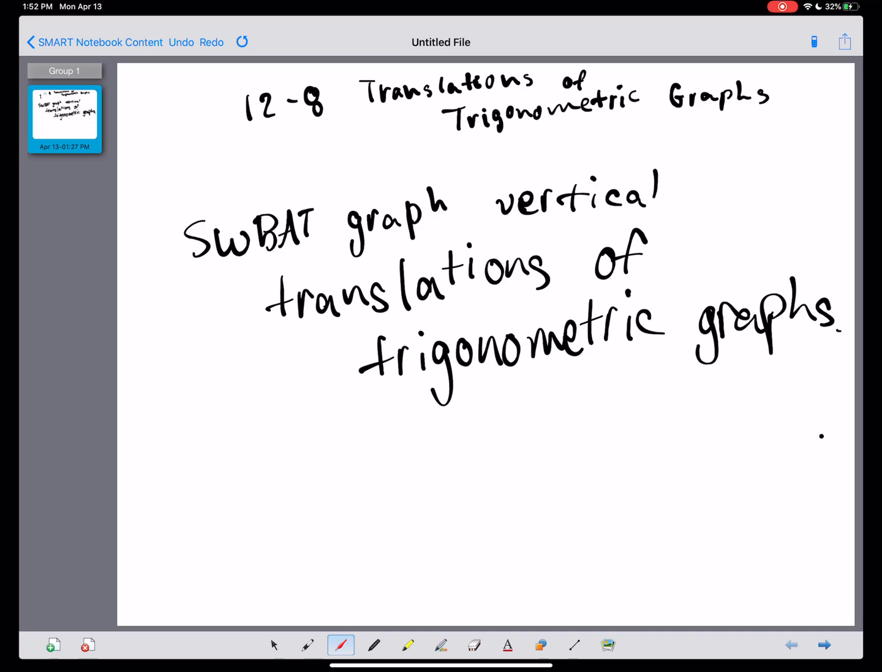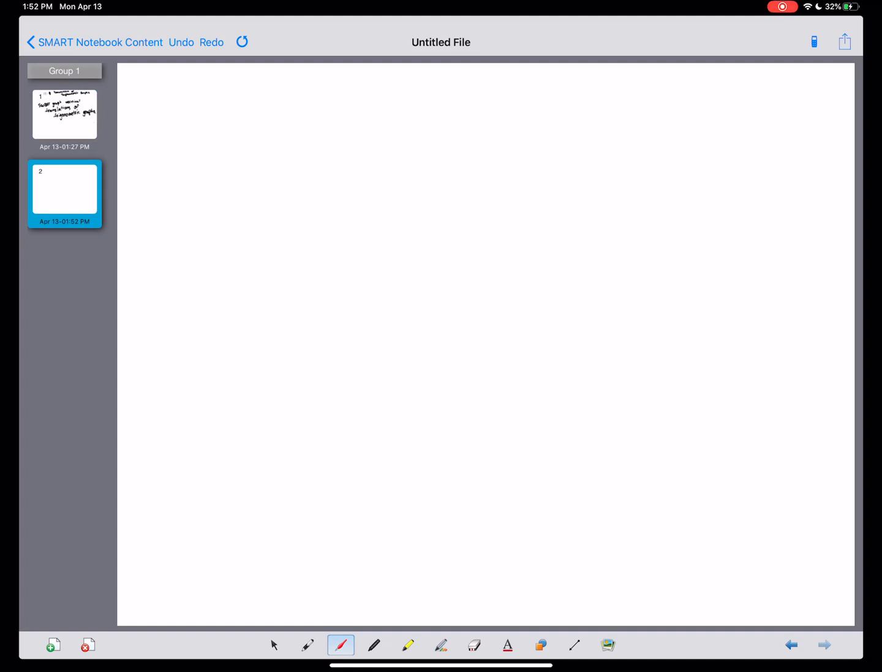Okay, so students will be able to graph vertical translations of trigonometric graphs. All right, so we're gonna do this. So this is A cosine B theta. We should know what this is. This is your amplitude. Remember, 2 pi over B is your period.